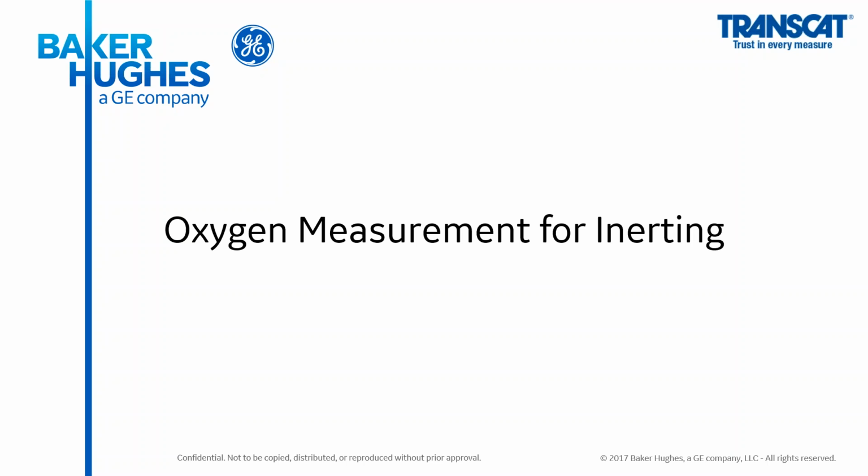Today's subject is oxygen measurement for inerting. And oxygen is an essential gas on planet Earth for life. If you think about plant matter, they take in CO2 and output O2, oxygen. And we, of course, breathe oxygen. We need oxygen for life. But oxygen has the property of driving corrosive reactions, and it also is an essential ingredient for combustion.